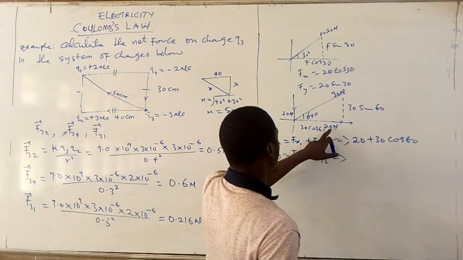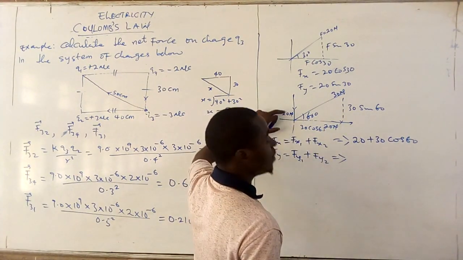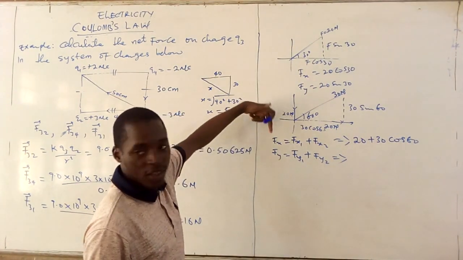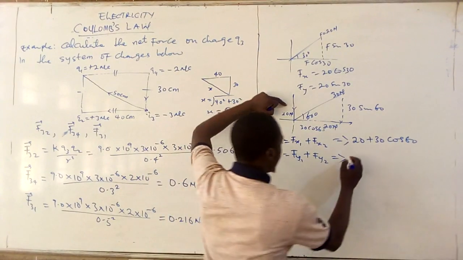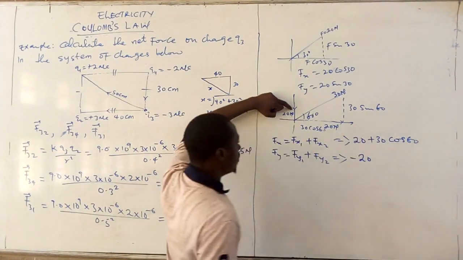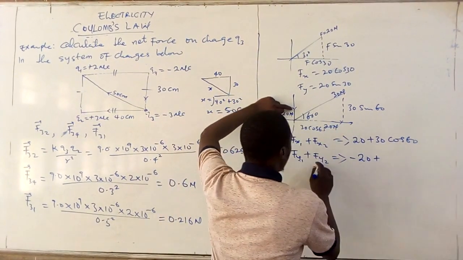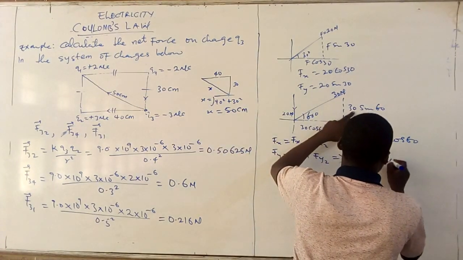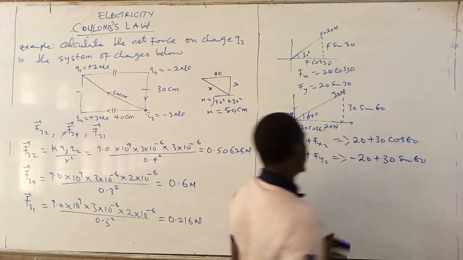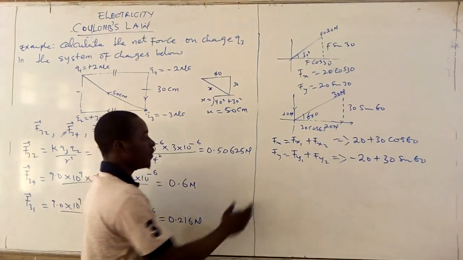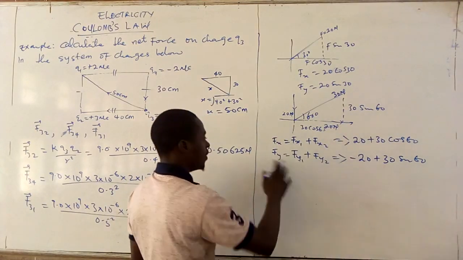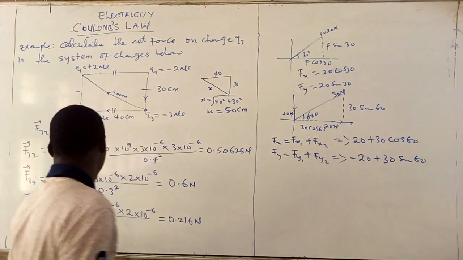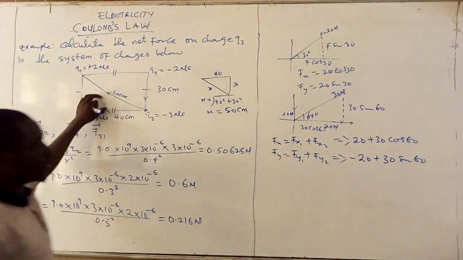What is our Fy1? Here we have 20 Newton, but if you look at this arrow, it is pointing toward the negative direction, so we are going to have minus 20, plus Fy2, which is 30 sin 60. So this is how we normally find it. Then if you want to find the net force, we take the square root of the sum of the squares of the two. Now we are going to use the same approach in solving this question.